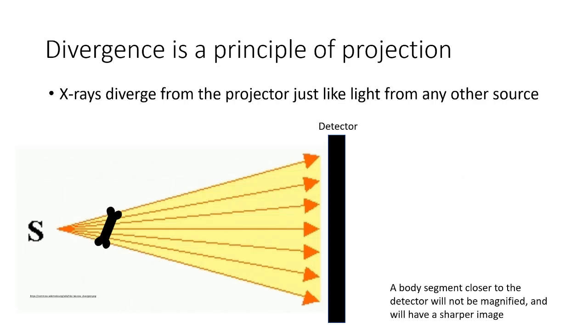On the other hand, if we move the segment closer to the detector like this, then the image we will see will not be magnified and will appear much sharper. This is why during most X-rays, the body segment being imaged is placed directly against the detector rather than close to the source. It just gives a sharper, cleaner image, which is important when looking for any injuries or abnormalities.